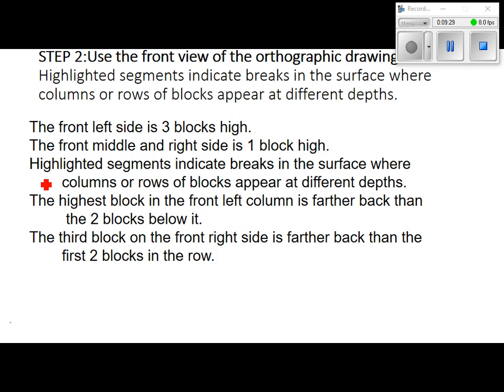The highest block in the front left column is farther back than the 2 blocks below it. The 3rd block on the front right is farther back than the first 2 blocks in the row. That's the breaks. So they're telling you, hey, there's 2 blocks here, but one of them's farther back.